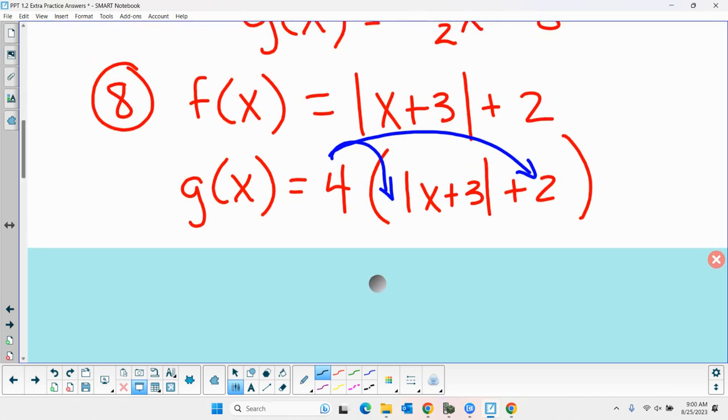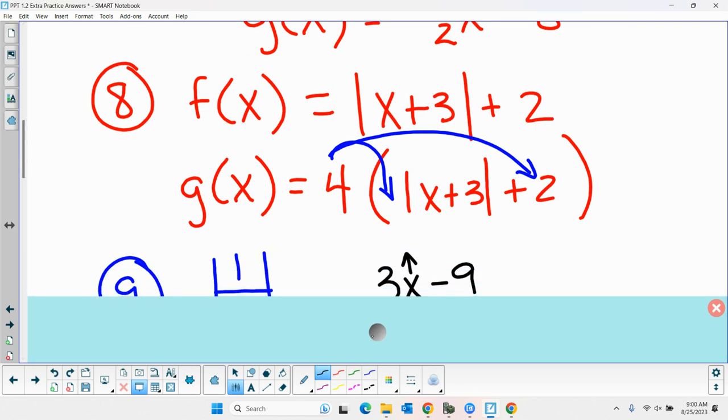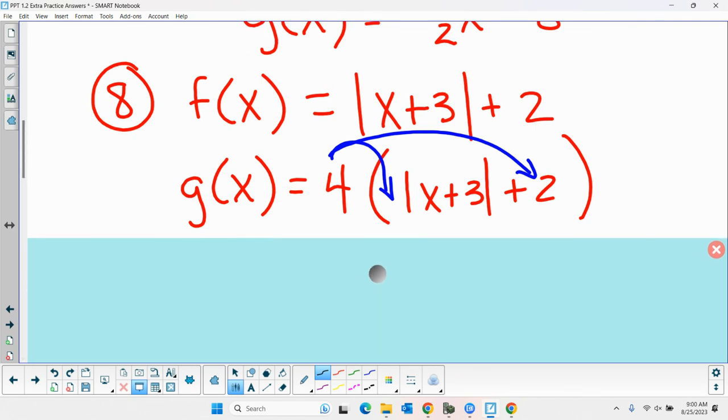Number 8, it says vertical stretch by a factor of 4. We multiply the whole thing. So I put parentheses around the whole thing by 4, and I can't take the 4 inside the absolute value. I just put it out front. So it's 4, absolute value x plus 3. And then I can go 4 times 2 and make it plus 8.